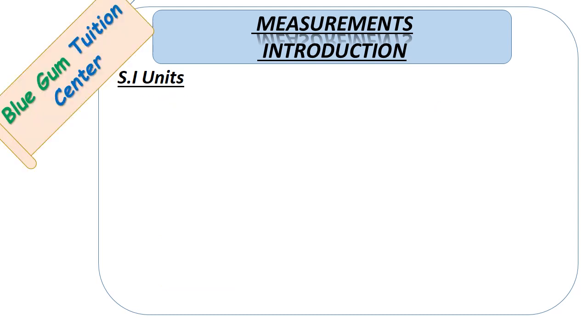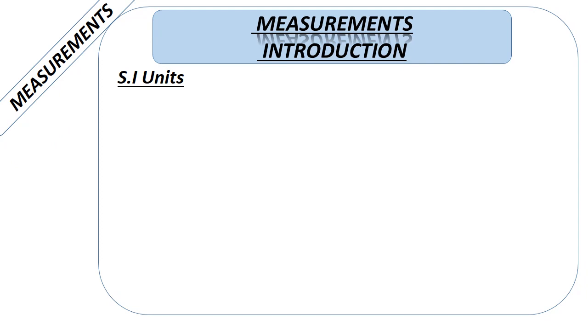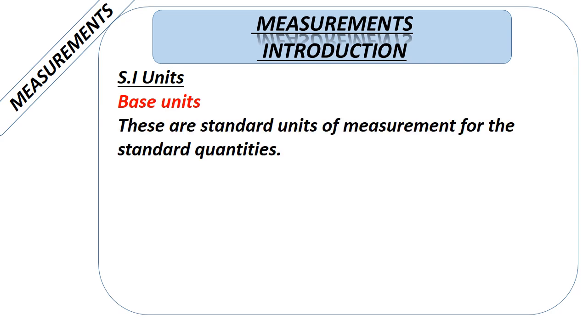So the SI units are of two types. The first are called base units. The word base is taken from the word foundation, like the foundation of a house. It means these are the base upon which others are built. They are defined as the standard units of measurement for the standard quantities. There are 7 quantities that were agreed upon, and they agreed that these quantities are going to be called standard quantities. So the units that are used to measure those standard quantities are called base units. Examples of the standard quantities include mass, length, and time. Of course, the next subtopics are going to concentrate on mass, length, and time.